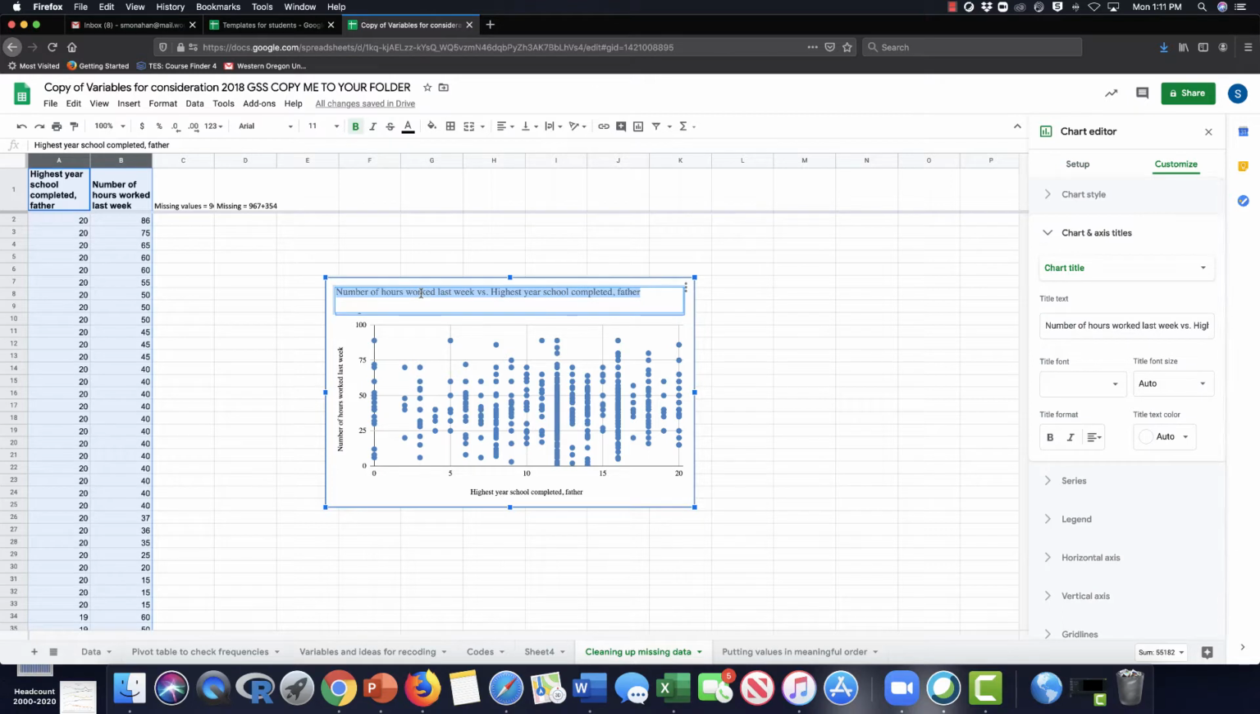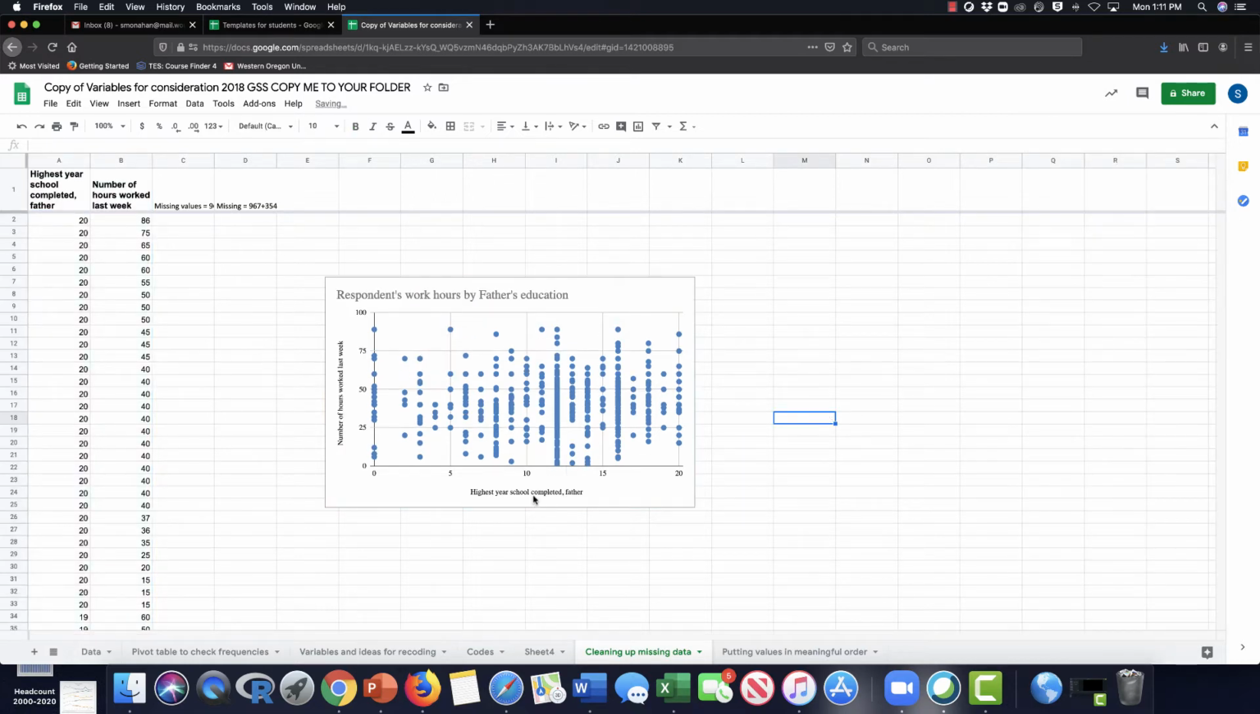And I'm going to give it a title that makes sense. And so that is Respondents' Work Hours by Father's Education. And we have the highest year of school completed for the father on our x-axis and the number of hours worked last week on our y-axis. And one would expect the x variable to be the independent variable, or the cause, and the y variable on the y-axis to be the effect, or the dependent variable.